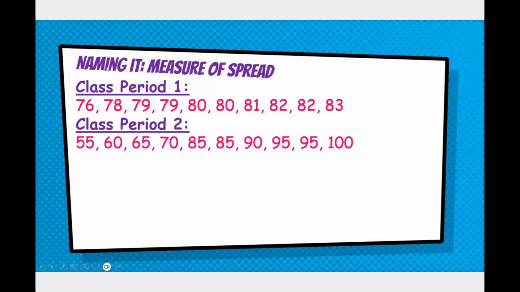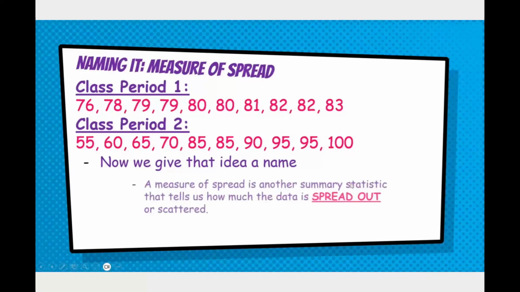So instead of measure of center, we're going to call this a measure of spread. That's important because the mean tells us the number that is supposed to be the typical value. But if we compare these two groups and they have the same typical value, then looking at the mean alone, the spread is off. They're very different. So now we give that idea a name.